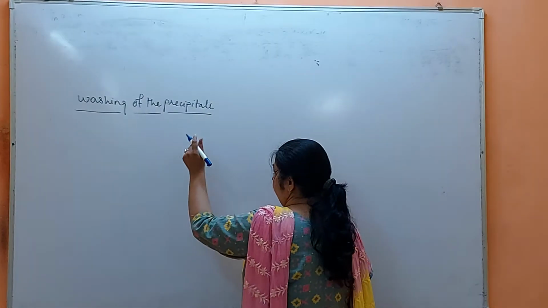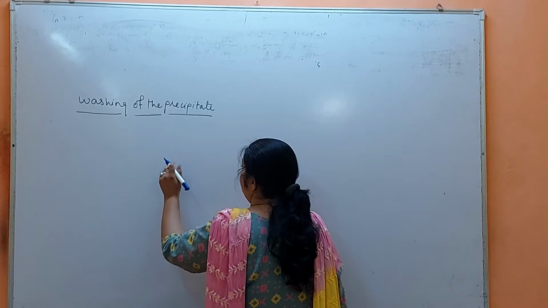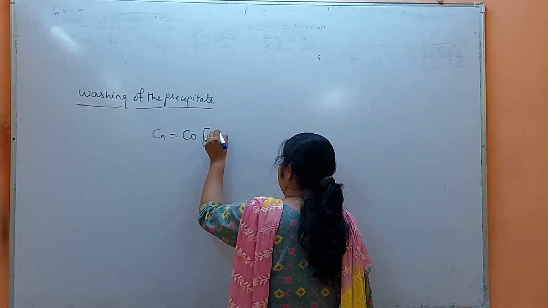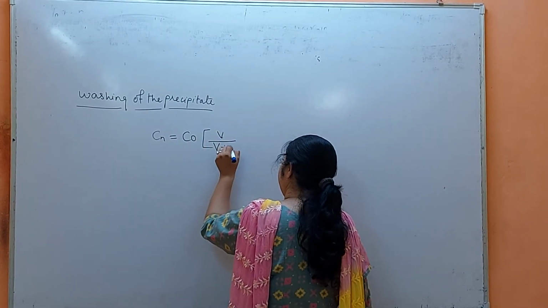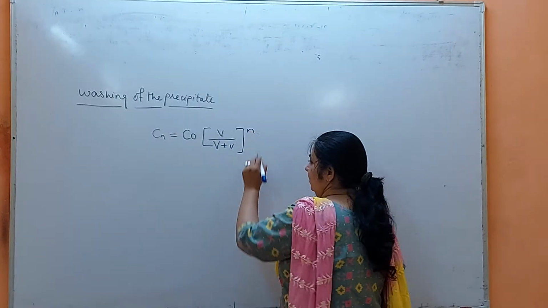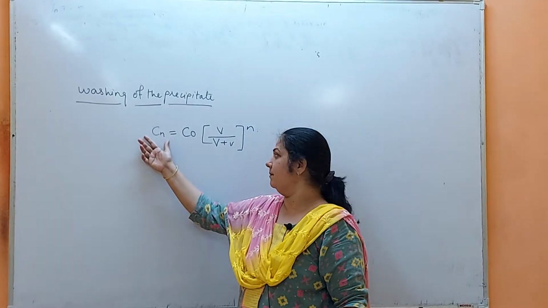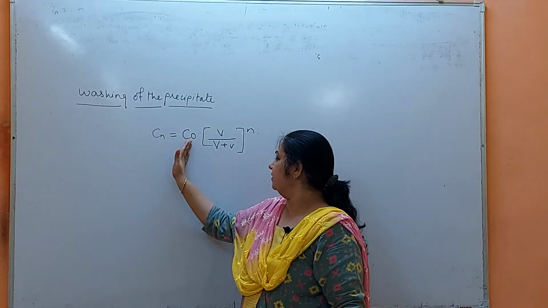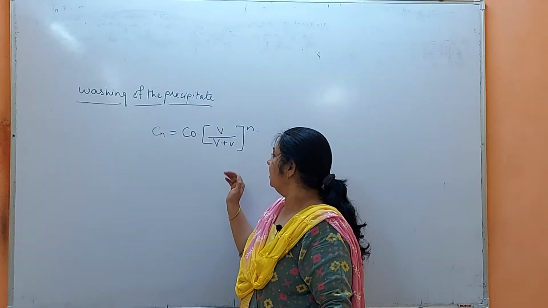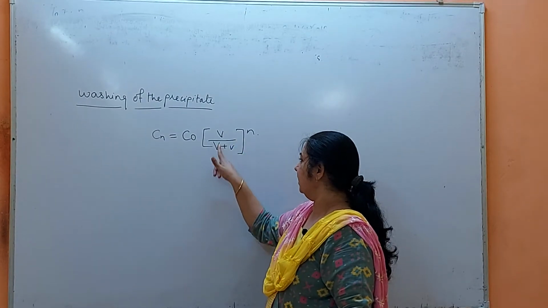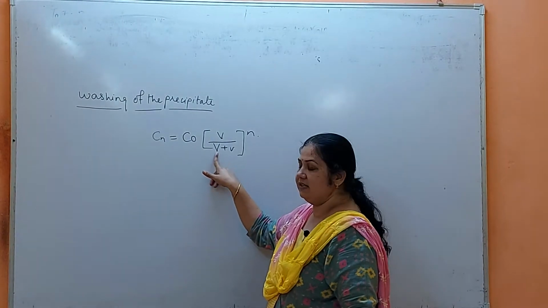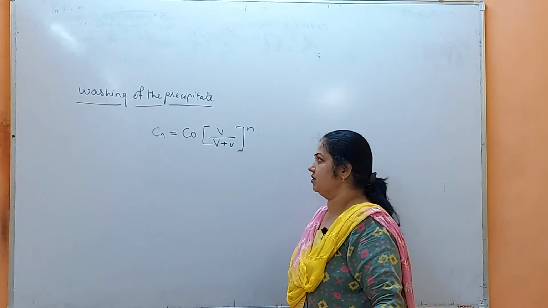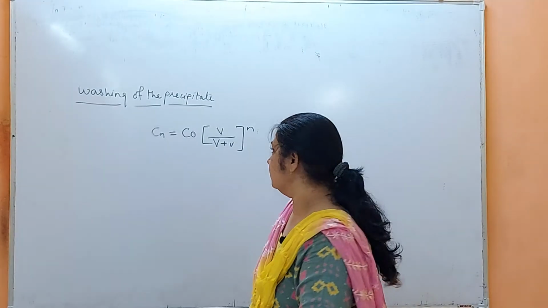For example, the impurity remaining after n number of washings is given by the equation, where Cl is the impurity remaining after n number of washings, Co is the impurity present originally, v is the volume of the solution in which the precipitate is in contact, capital V is the total volume of washing solution, and N is the number of washings. So this was about the washing of the precipitate.